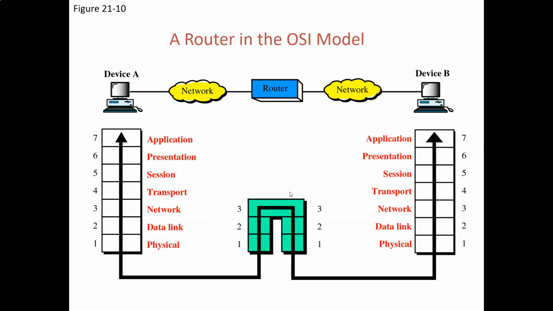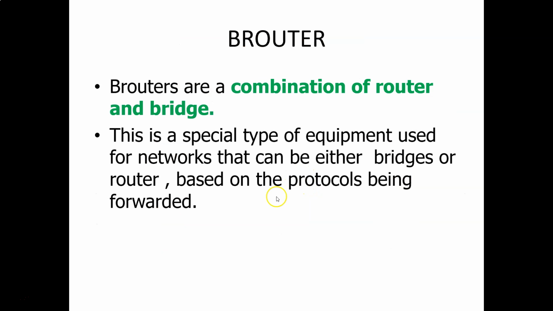Next is the router. Router, as I said, accesses the network layer. The network layer's other name is the internet layer. It works based on the routing table. You will have the source address and destination address. So where that data has to be sent, the data will be routed with the help of the device, the router. A combination of bridge and router is called a router.